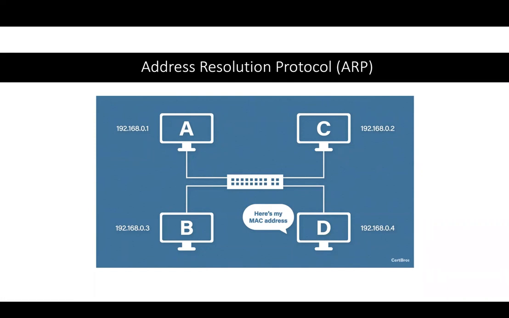So user A will call out, hey, who has the IP address 192.168.0.4? And user D will say, this is me. User A will ask for user D's MAC address in order to communicate, and so user D will give their MAC address to user A, saying here's my MAC address. And user A can communicate with user D if user A has the MAC address of user D.